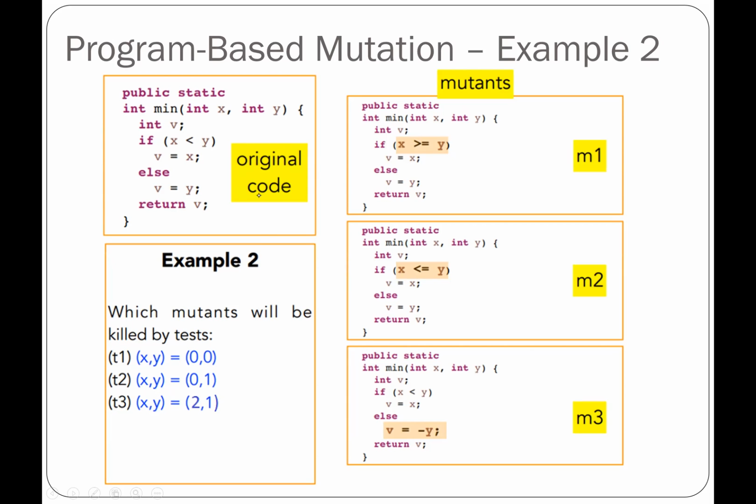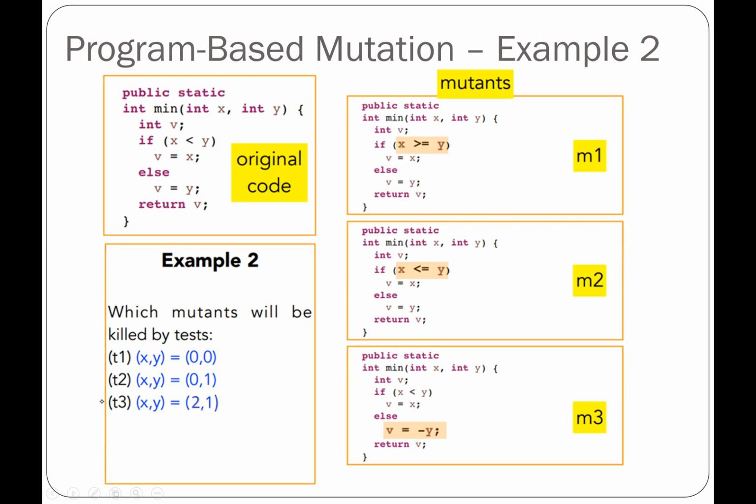So this is my original code, all right. I'm returning something, and each time I'm going to return something, I want to create test cases that should produce different results. If M1 produced a different result than the original code, then it would have killed M1. If M2 produced a different result than the original code, then it would have killed M2, and so on.